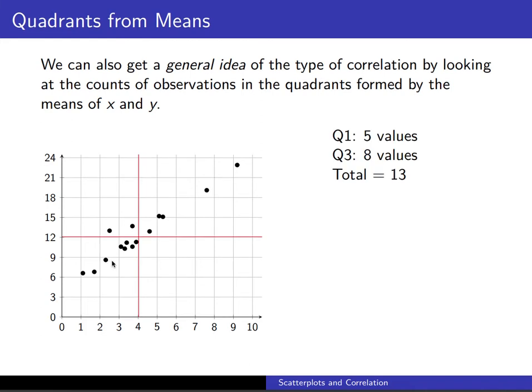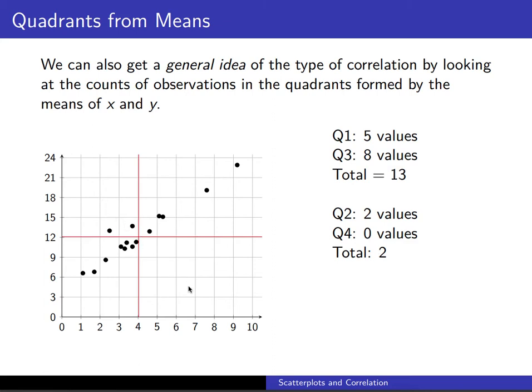If we take a look at our first quadrant here, we have 5 data points. In our third quadrant, which is our bottom left quadrant, we have 8 data points. So the total number of observations in the first and third quadrants is 13 observations. Likewise, we have 2 in the second quadrant, and we have none in the fourth quadrant. So the total in the second and fourth quadrants is 2.